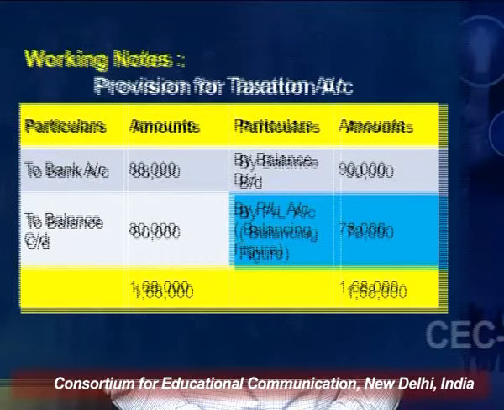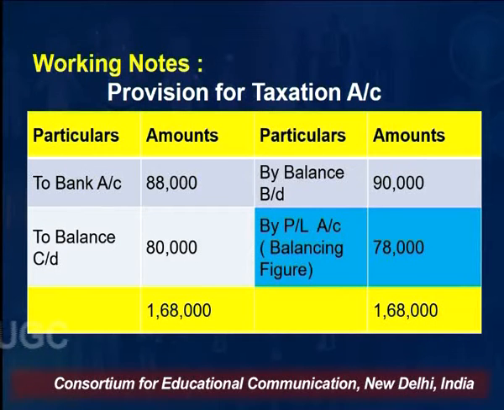I always suggest my learners that first we should start with the working notes, open provision for taxation account. As we all know, provision for taxation account belongs to the liability side, and liability is a credit balance. So whatever is the opening balance will be shown on the credit side. By balance brought down 90,000 rupees. And the balance of next year will become the closing balance. So we have written it on the left hand side, to balance carried down rupees 80,000.